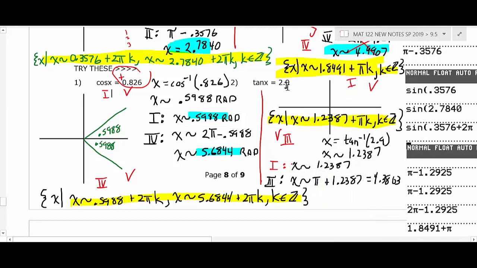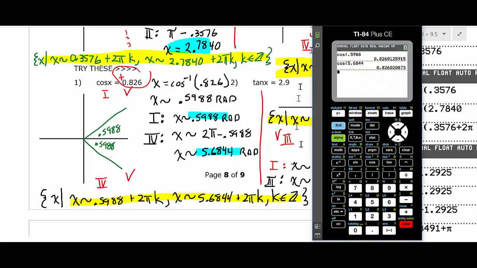The next one, you have a tangent, and you have a positive number. You need to know that the tangent is positive in quadrants 1 and 3. Again, I did the inverse tangent of 2.9 and got a reference angle of 1.2387, which gives you the quadrant 1 reference angle. It turns out that it doesn't really matter that you figured out the quadrant 3 angle anyway, so once you do this on the calculator, you're pretty much ready to write your answer. So you'd have x is approximately 1.2387 radians, plus pi k. And remember, the period of the tangent is pi, so that's why we use pi k.